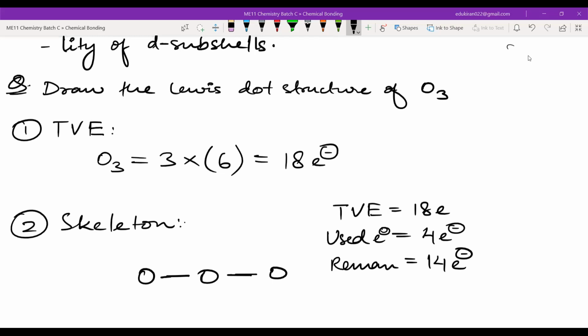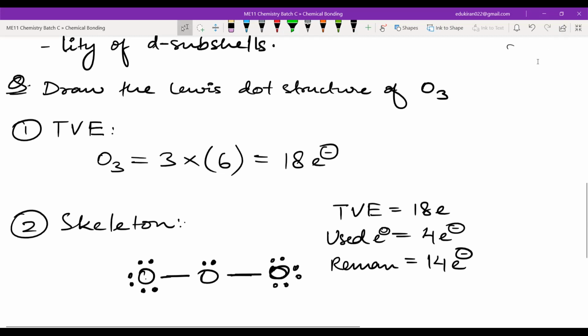So remaining will be 14 electrons. Now, when you have 14 electrons, you will start filling the electrons. This oxygen has 1, 2, 3, 4, 5, 6, 7, and 8, right? What about this oxygen? It has 1, 2, 3, 4, 5, 6, because we have filled 6 here. And then here also I can fix. So this is 6 and 6, 12. 2 more electrons are remaining. So I will give this oxygen 2 electrons.